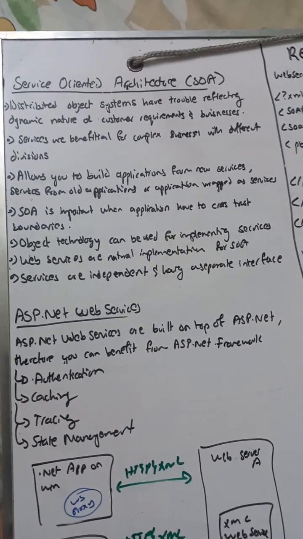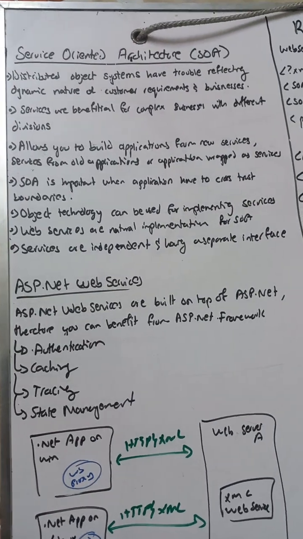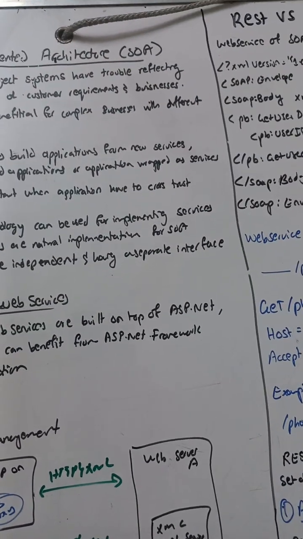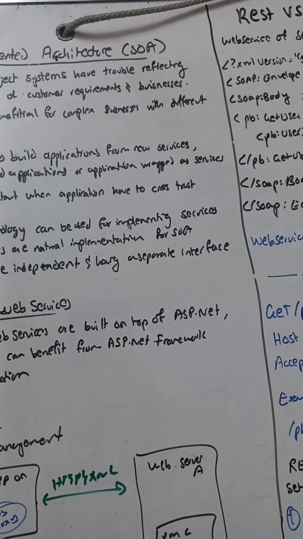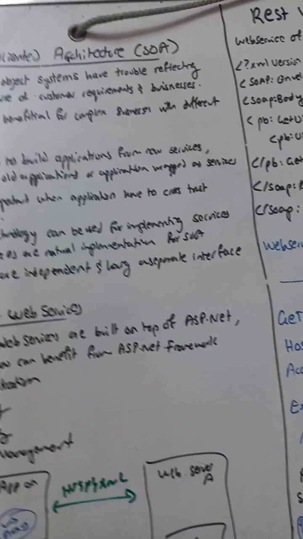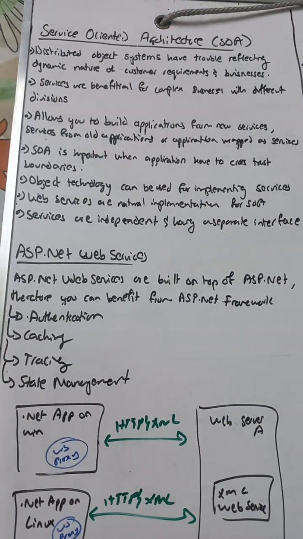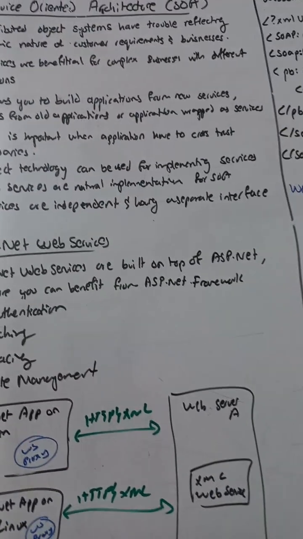So जो है आपके पास is important when applications have to cross trust boundaries. Right, so I'm not sure about that. Let's move forward. Object technology can be used for implementing services, web services.